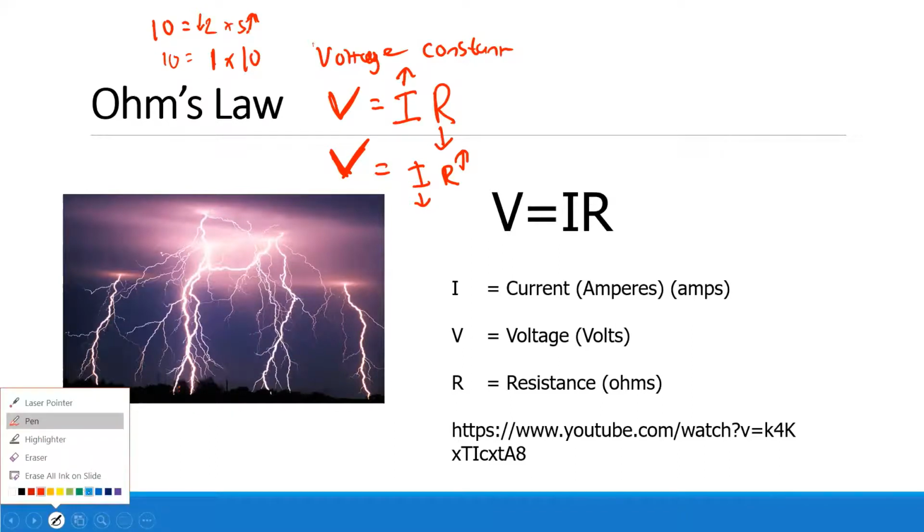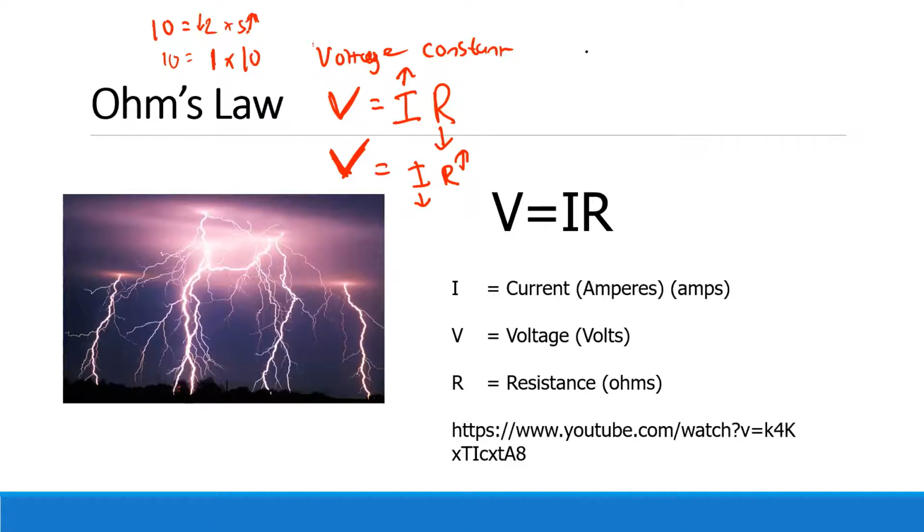Let's make the current constant. If the current is constant, or in this case, I equals V divided by R, that means as the voltage goes up, so as you add more energy, in order to make sure that your current doesn't change, you need to make it harder. You need to increase the resistance.